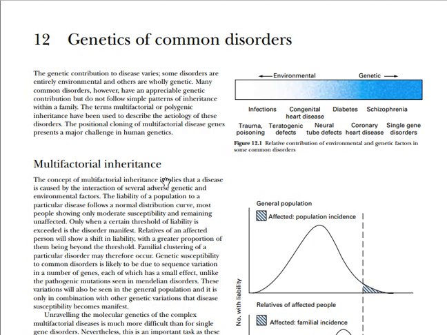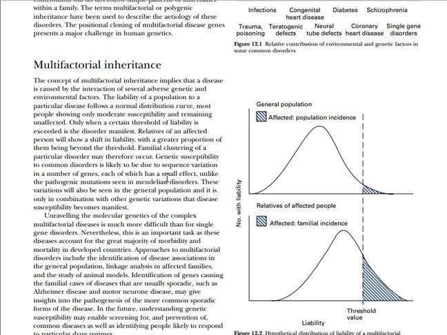So we start with the first non-Mendelian inheritance method, which is multifactorial inheritance. The concept of multifactorial inheritance implies that disease is caused by interaction of several adverse genetic and environmental factors. Is it clear? So in multifactorial inheritance, that particular disease or disorder is not only genetic like the Mendelian pattern. It can be genetic and environmental, both coming together to cause that disorder.